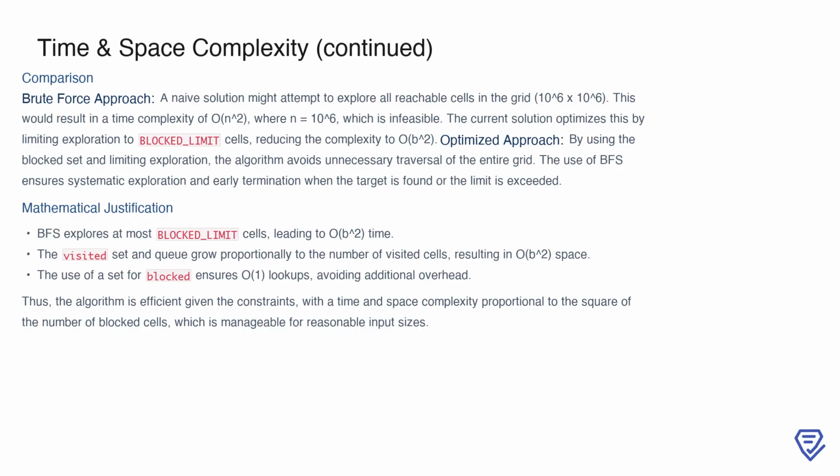The mathematical justification for this lies in the behavior of BFS, which explores no more than blocked_limit cells. Additionally, the visited set and BFS queue grow proportionally to the number of cells visited, also resulting in B squared space. Using a set for blocked ensures O(1) lookups, eliminating unnecessary overhead. Overall, this optimization ensures that the algorithm is both time efficient and space efficient, making it suitable for handling reasonable input sizes within the given constraints.